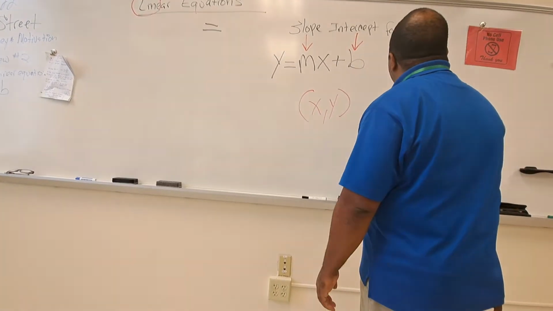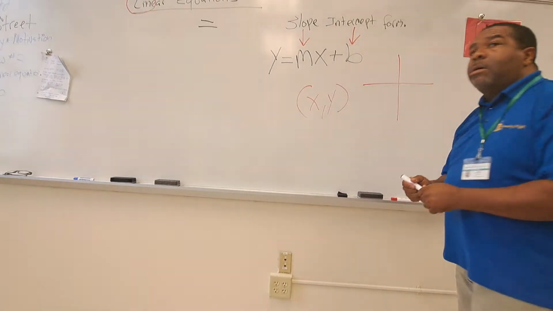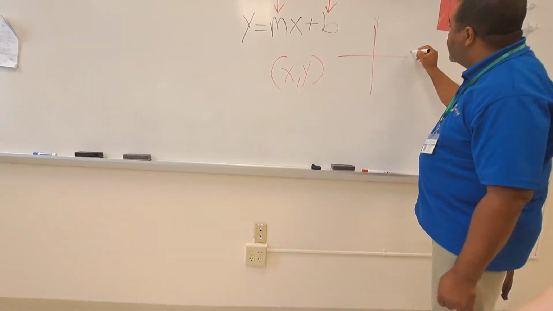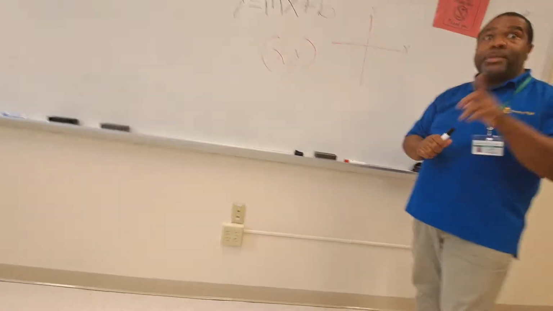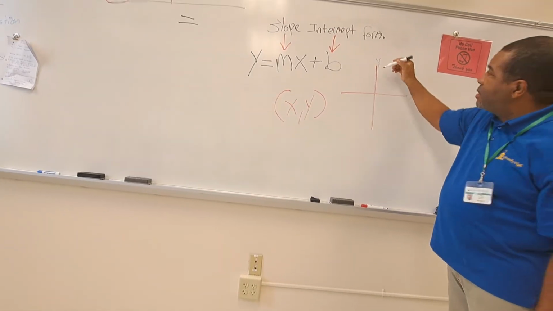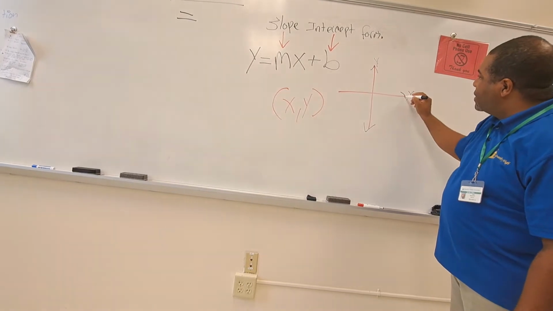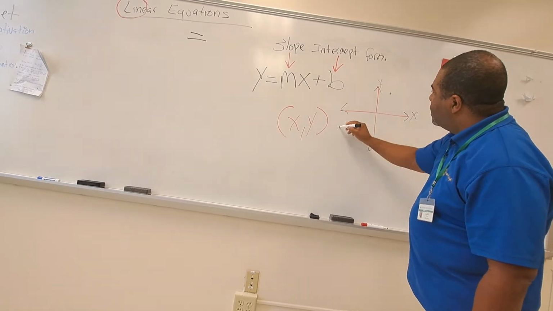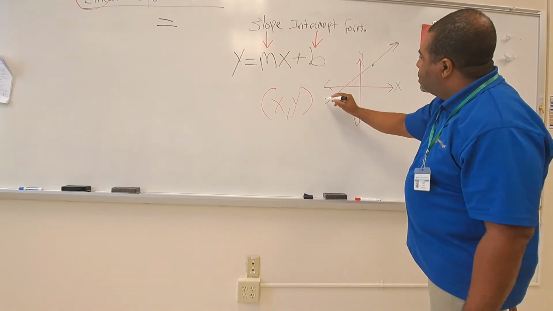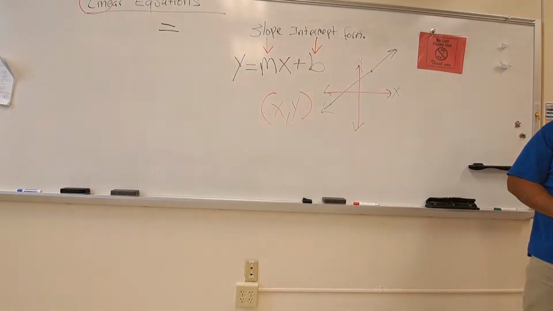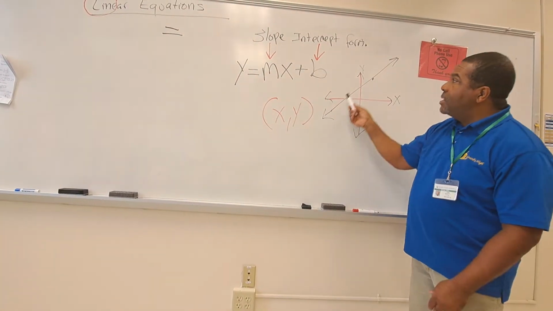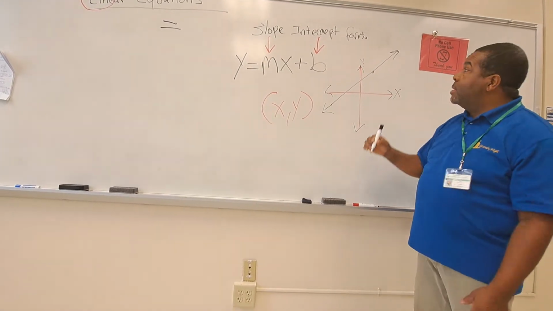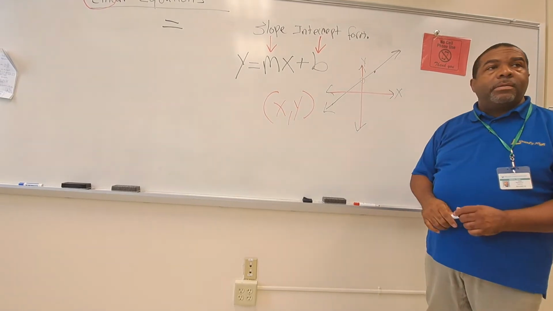Let's say we have a line. Here's our X-axis, here's our Y-axis. Remember, this is Y, this is X. Did I say it backwards? Yes. I said it backwards. Good catch. All right, so this is our Y-axis. This is our X-axis. And let's say we have a line that starts here and goes up. So our Y-intercept is where this line intercepts or connects or crosses the Y-axis.